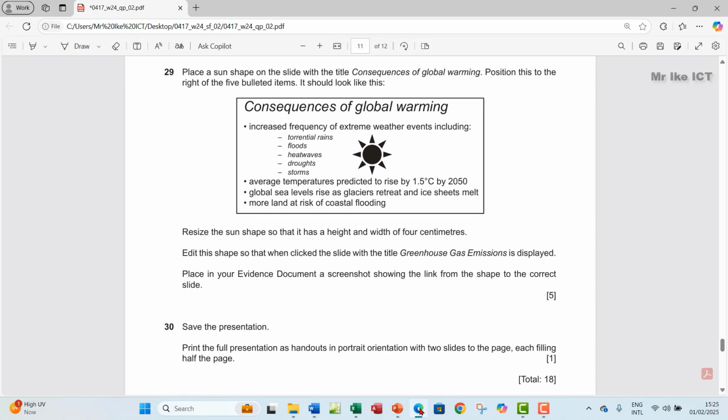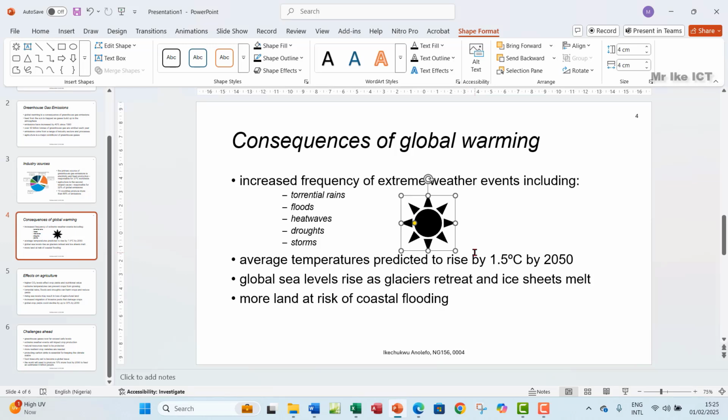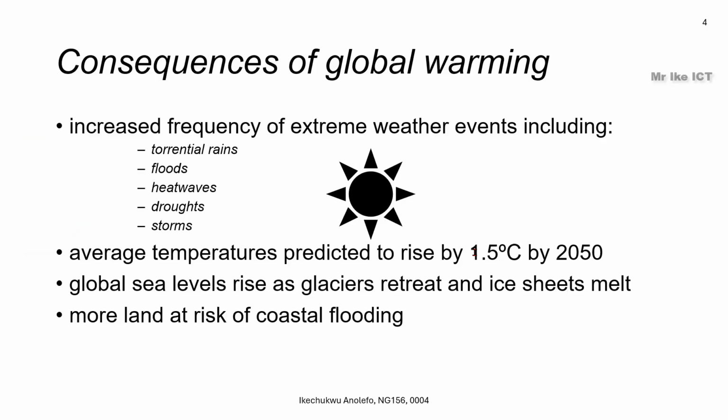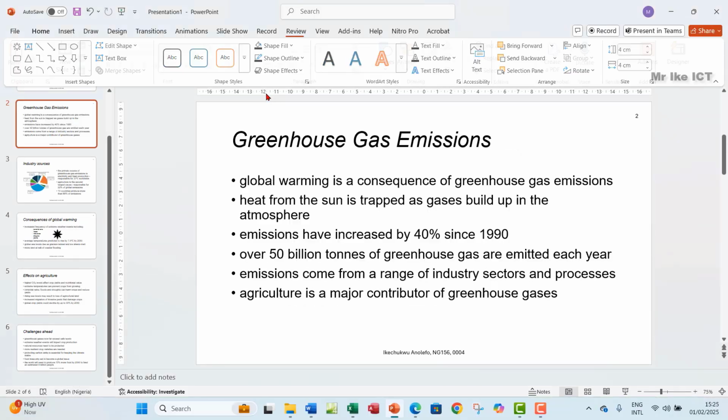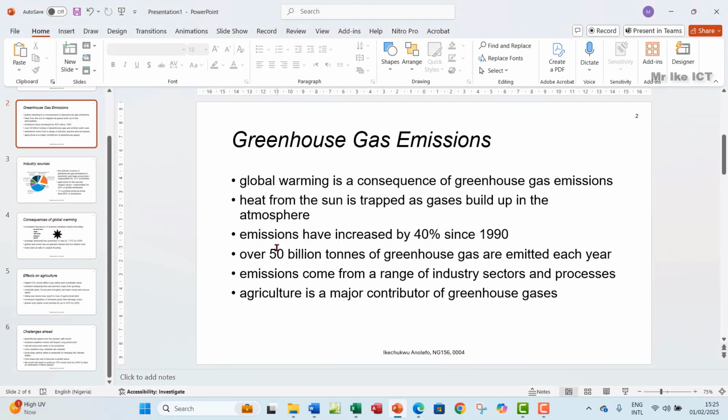So let's see whether that works. I'm going to put it in by pressing Shift F5, and then if I click on it, it should be able to take me to greenhouse gas emission. So that's very correct. Now at this point, it is important that you save your work.